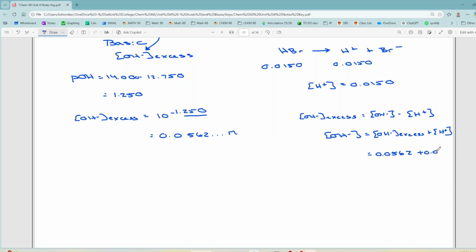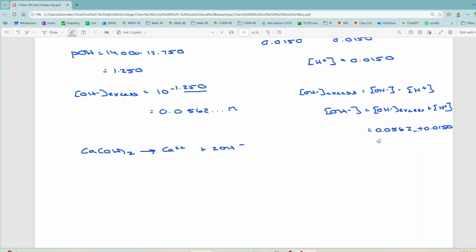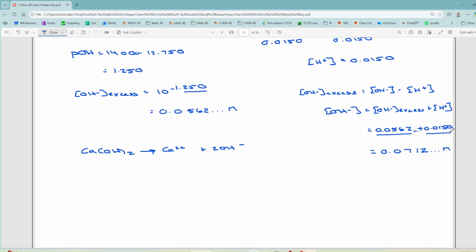So I'm going to plug in that answer from the other question, plus that 0.015. That answer that's in my calculator, I'm going to add 0.015, and I get, to 4 decimal places, because I'm maintaining precision, 0.0712... moles per liter of hydroxide in my solution. Okay, so I had this much in excess, and then this much would have been balanced out with the hydrogen ions that were given by the acid.